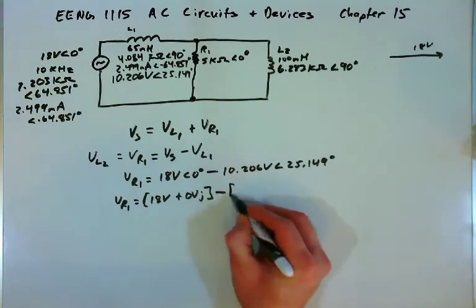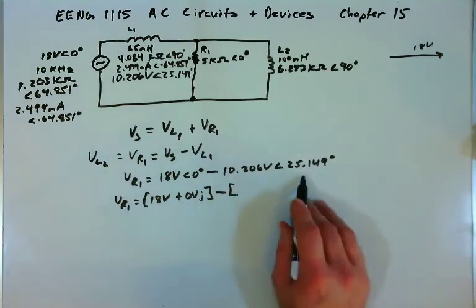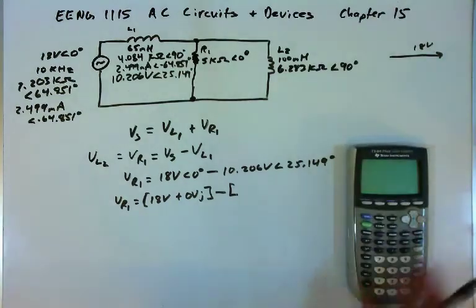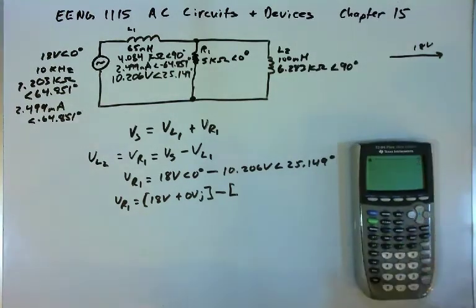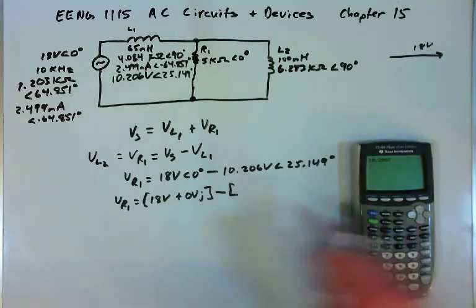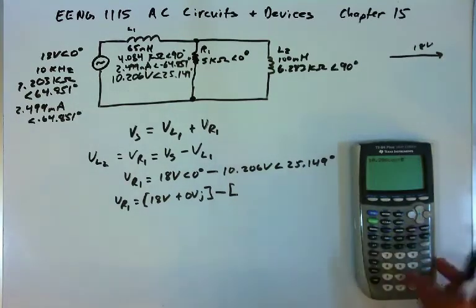And then we're subtracting. Now here we will need to use the cosine and sine. I'll just type that into my calculator. We have 10.206 volts. And I'm going to multiply by the cosine of 25.149 degrees.